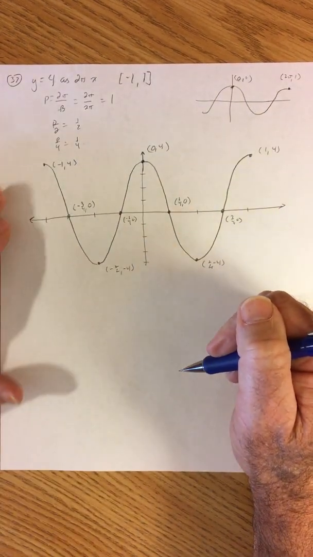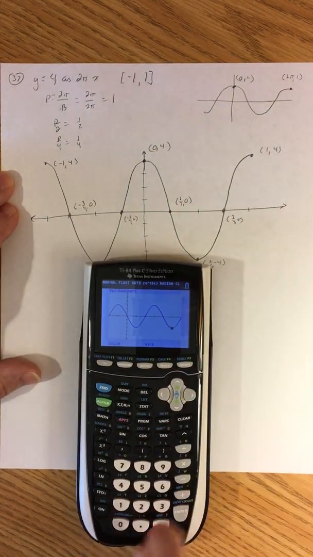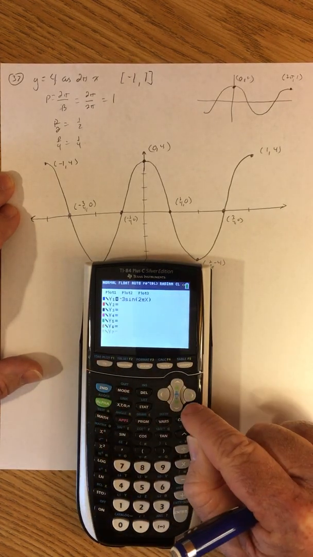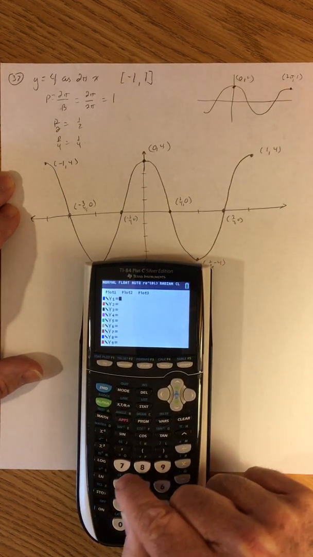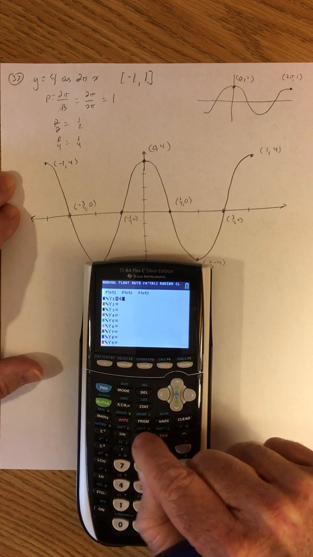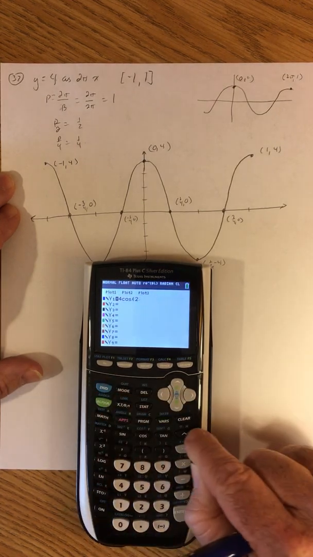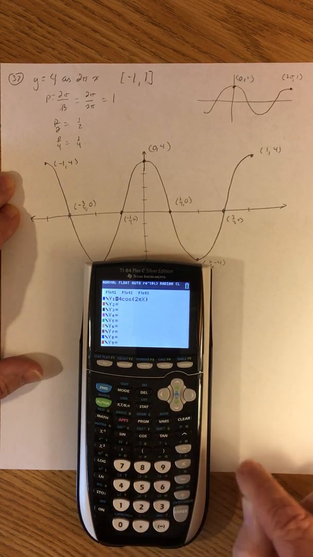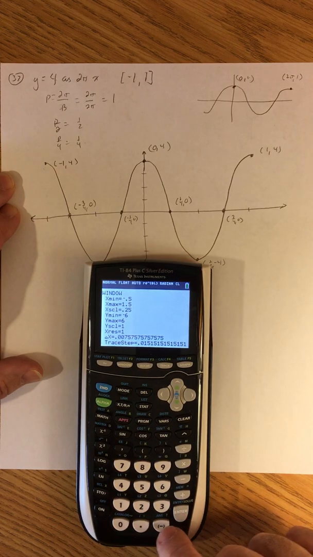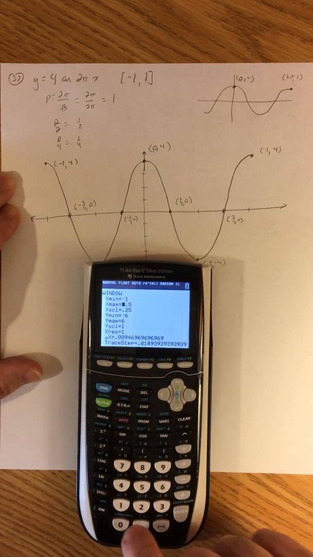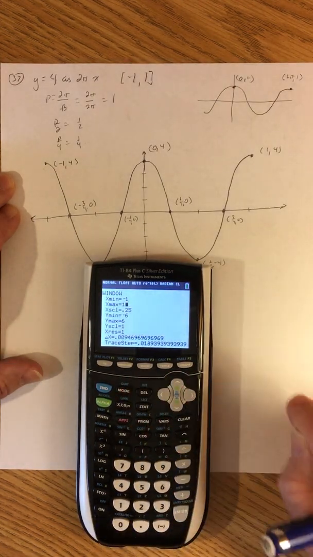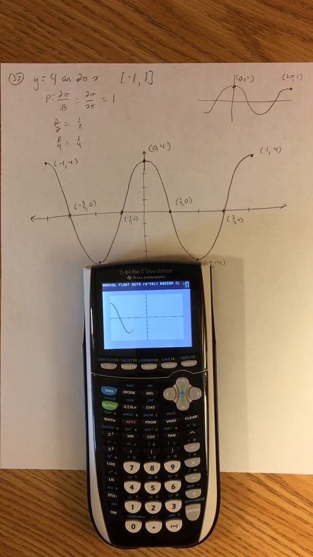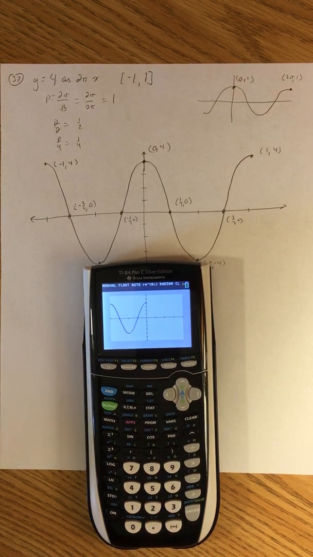Okay, like a giant W. All right, check my graph. Okay, we are still in radian mode. Double check. Okay, we want 4 cosine 2 pi x. Window -1, 1 by 0.25s. Let's check it out. Looks like that giant W that we want.